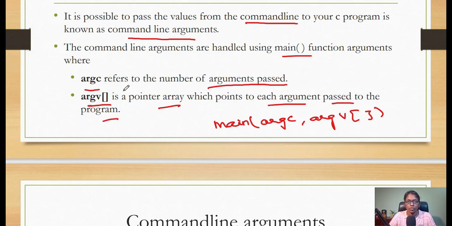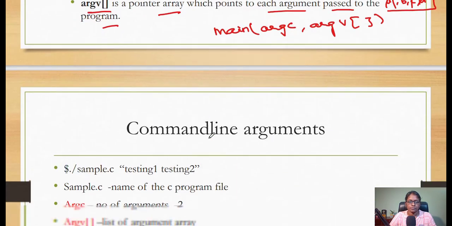For example, say the arguments passed are A, B, C, D. So A, B, C, D are 4 values. argc stores 4 and argv stores A, B, C, D. This is an array, it stores all the values, which points to each argument passed to the program.